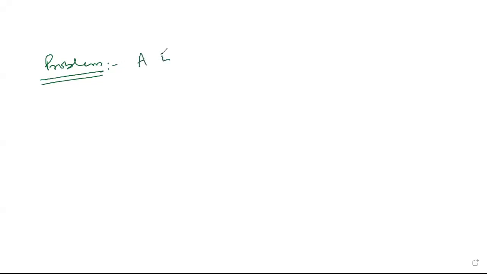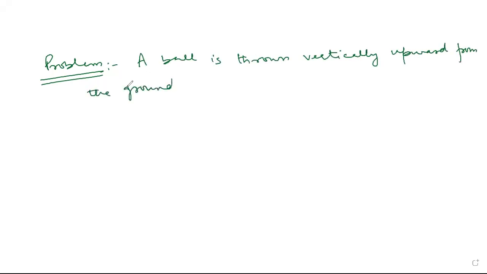A ball is thrown vertically upward from the ground with a speed of 25.2 meter per second.